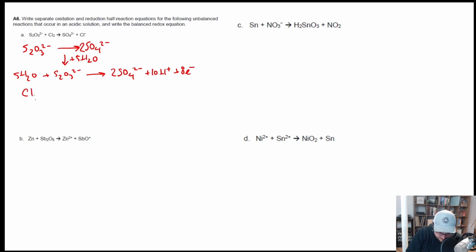What we have is Cl2 yields Cl minus. So if we balance this out, what we have is 2 Cl minus forming. The next thing we would want to do is balance out the number of oxygens. There's no oxygens on either side, so we don't have to worry about that. Next thing we want to balance out is the number of hydrogen atoms. There aren't any hydrogen atoms, so we don't have to worry about that either.